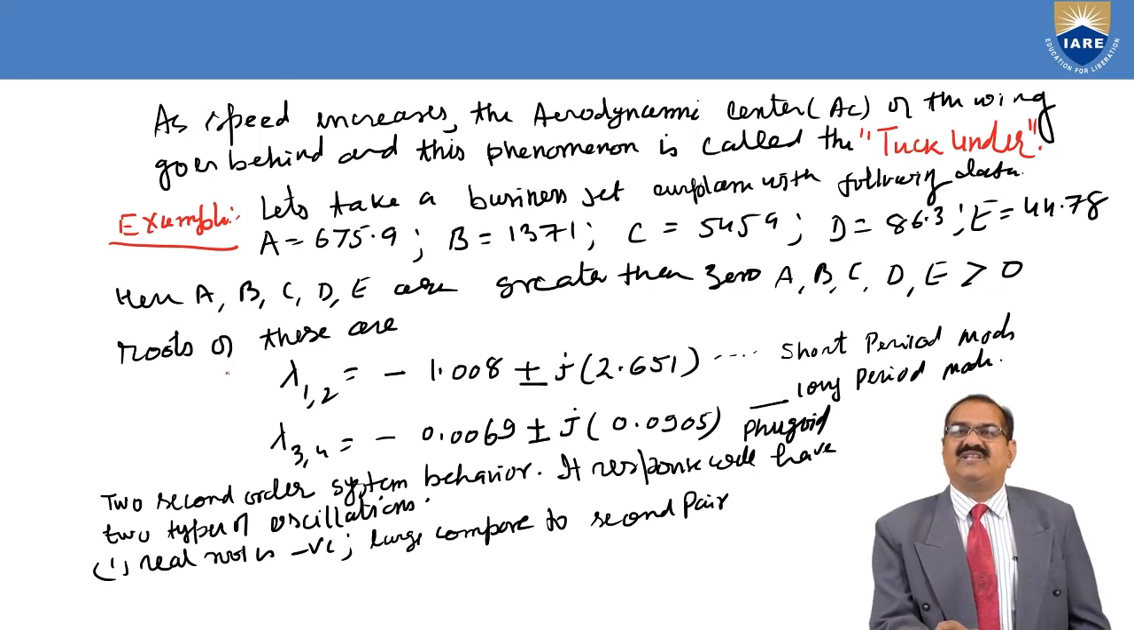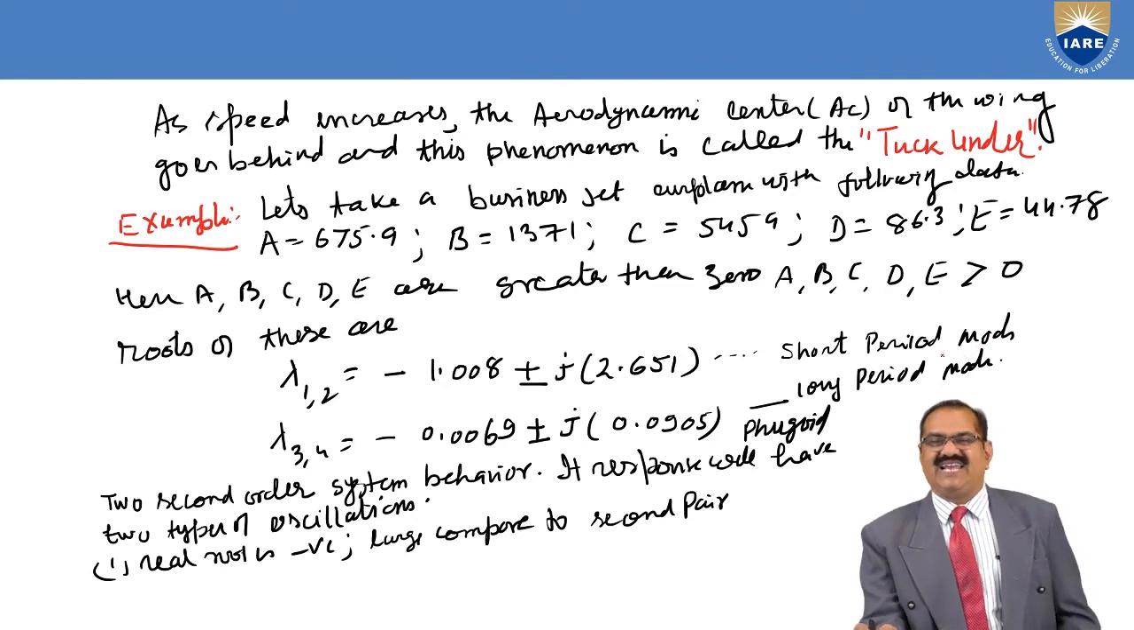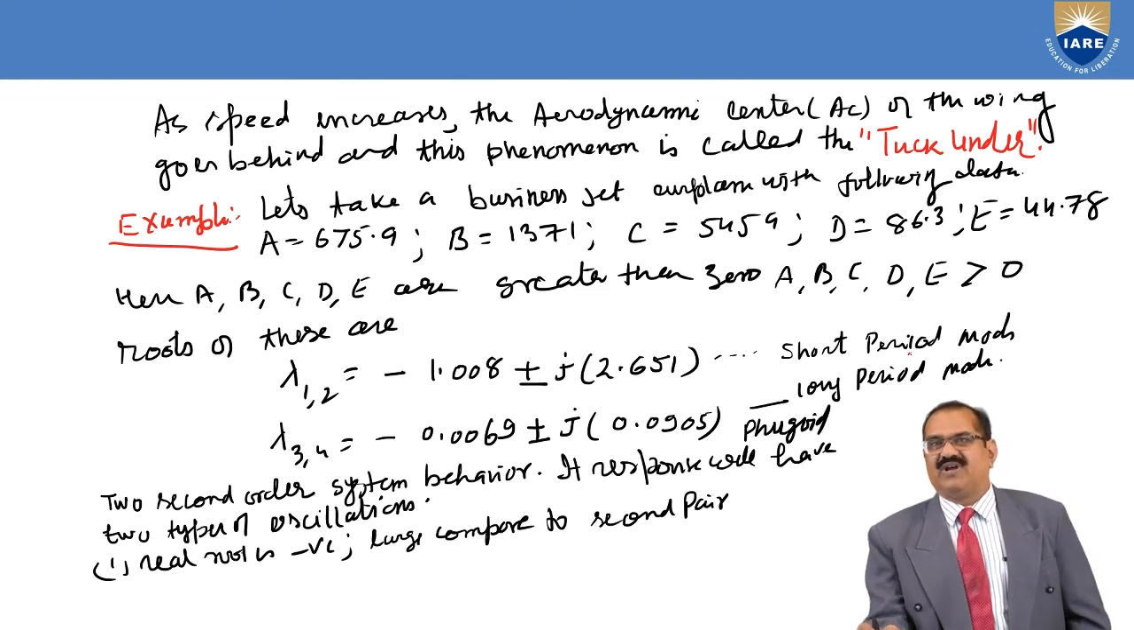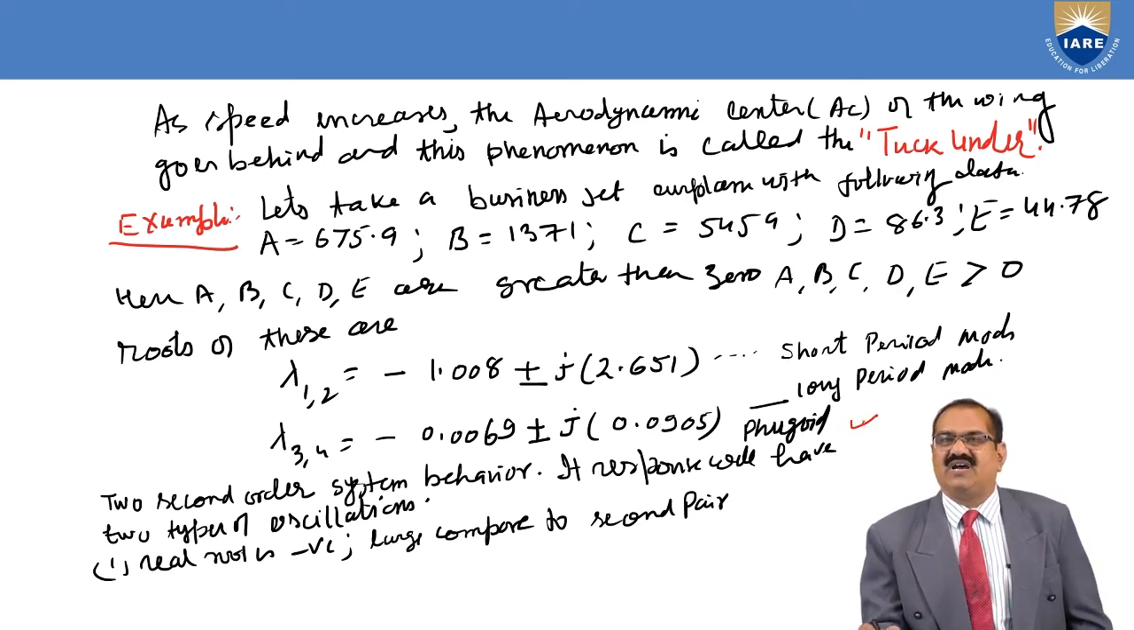So for the roots of these equations, we can see that lambda 1, 2 is minus 1.008 plus minus j 2.651. This is the short period mode. I will explain this in the next slide, what is the meaning and how we can say that it is a short period mode. And lambda 3, 4 is equal to minus 0.0069 plus minus j 0.090. It is called the long period mode or the phugoid.